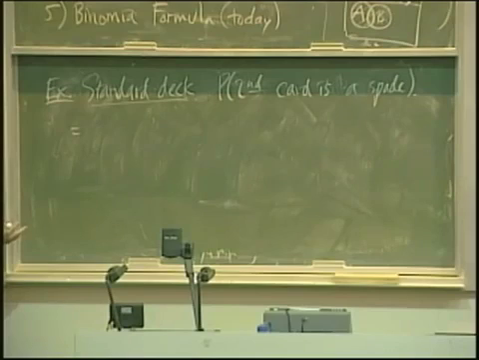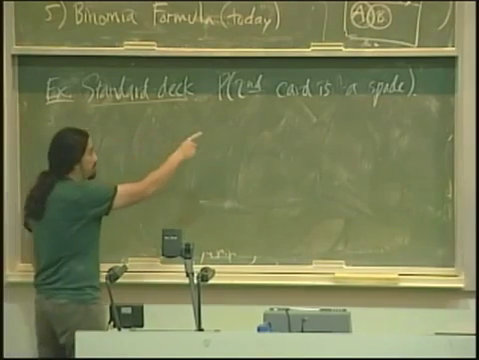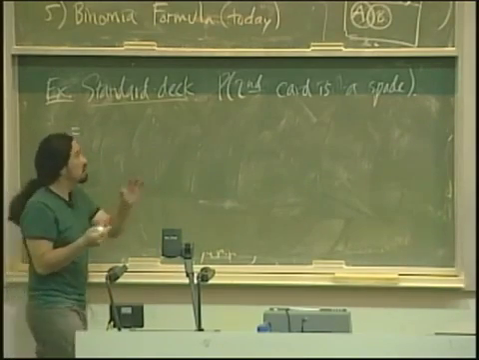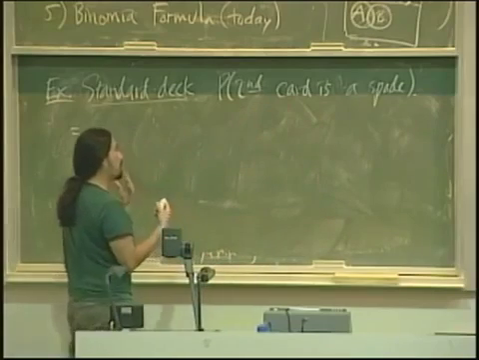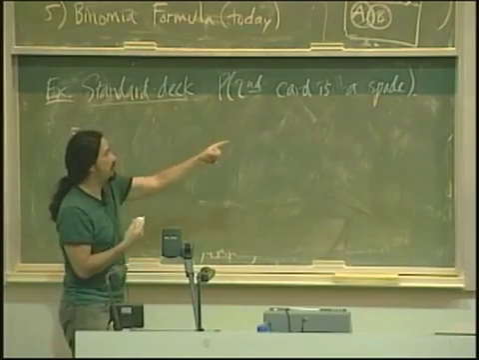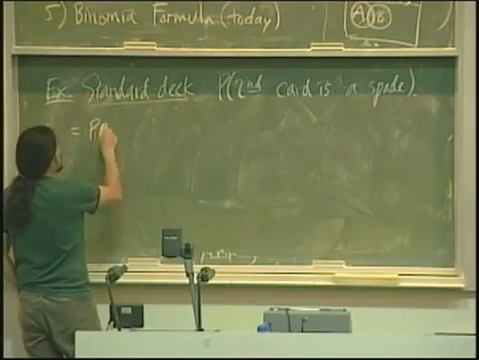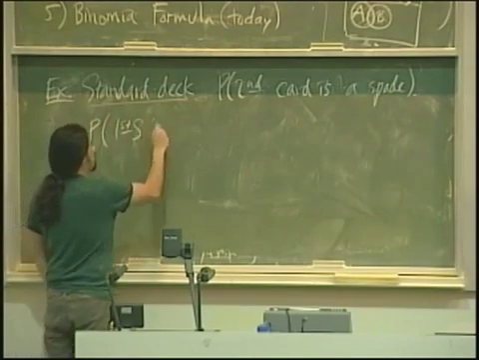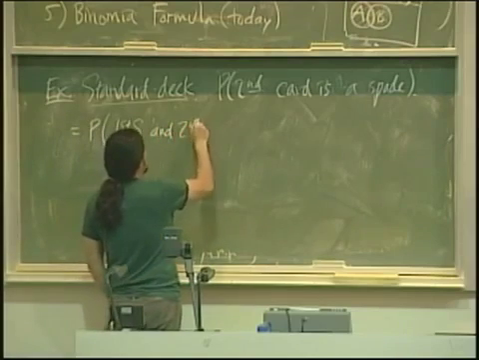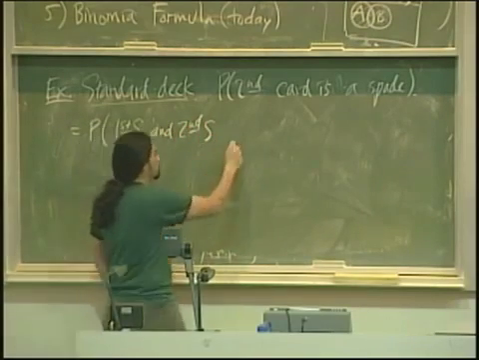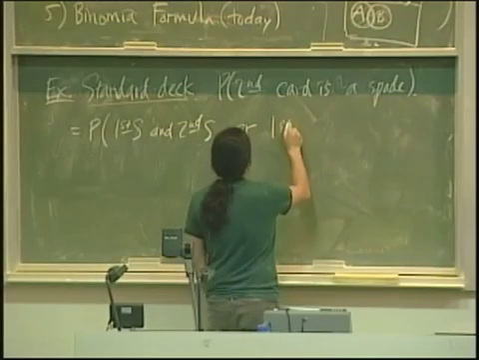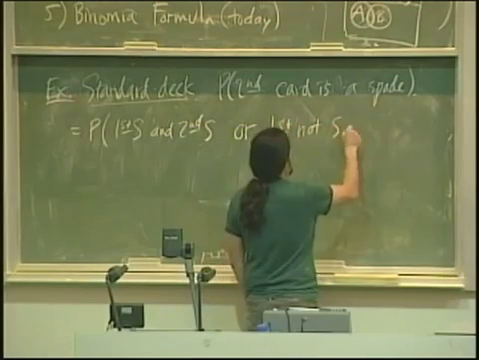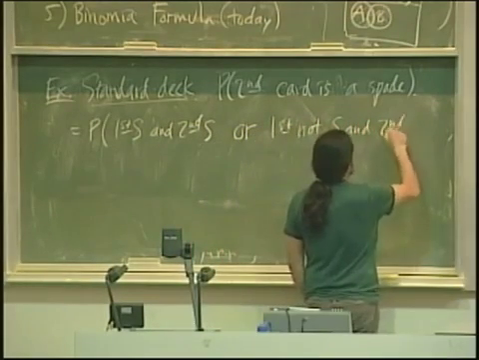So let's think about what the first card could be. It's going to be either a spade or not a spade. Notice I said the word or there, right? One way to write this is to think about how this event could happen depending on what happens with the first card. So this is the probability of getting first spade and second spade, or first not spade and second spade.